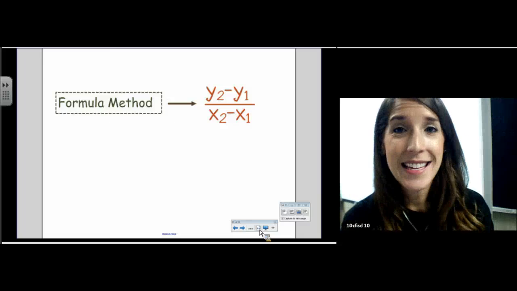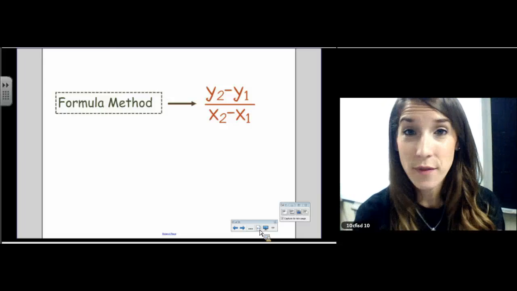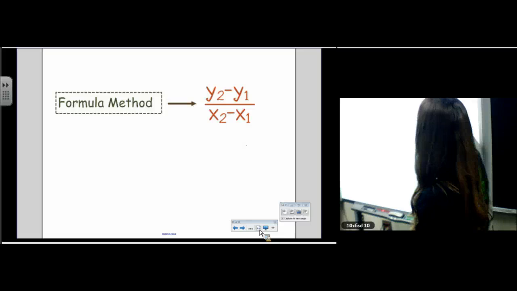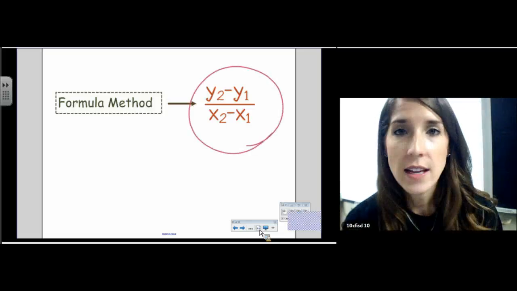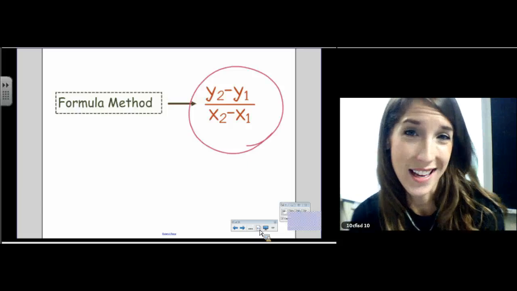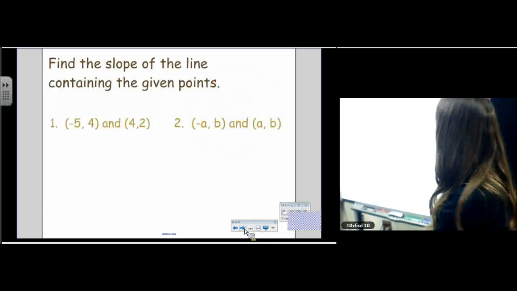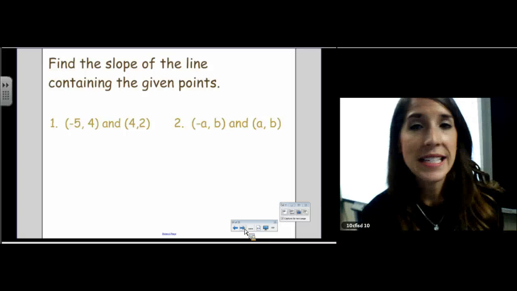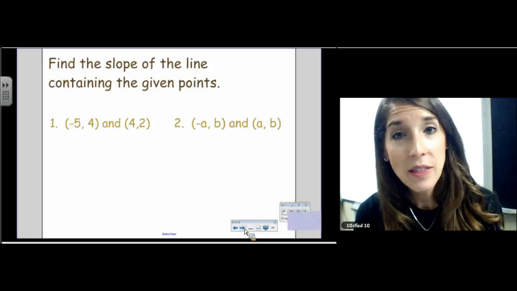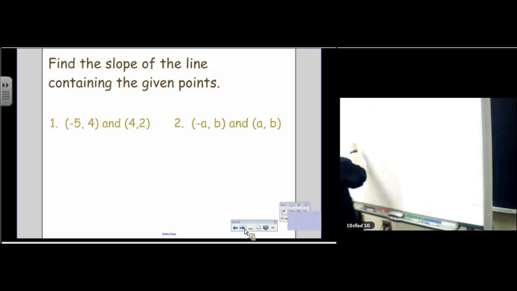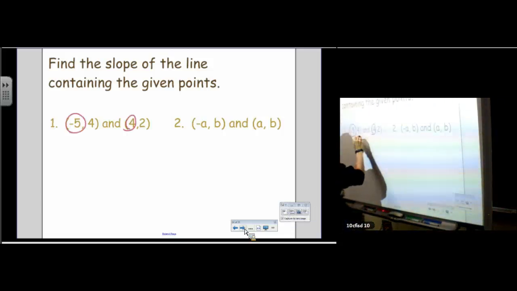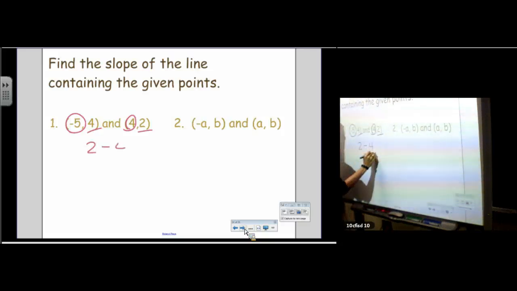The next way is when I give you 2 points, you can just use the formula. The formula is delta y over delta x. Subtract the y's and then divide it by the subtraction of the x's, okay? So if I give you 2 points and I ask you to find the slope, I would like you to do the same thing that I asked you to do with distance and midpoint. I would like you to circle the x's and underline the y's. So I'm going to do y minus y over x minus x.